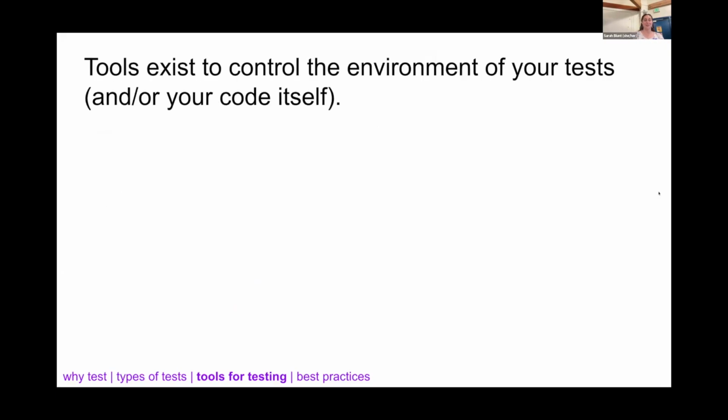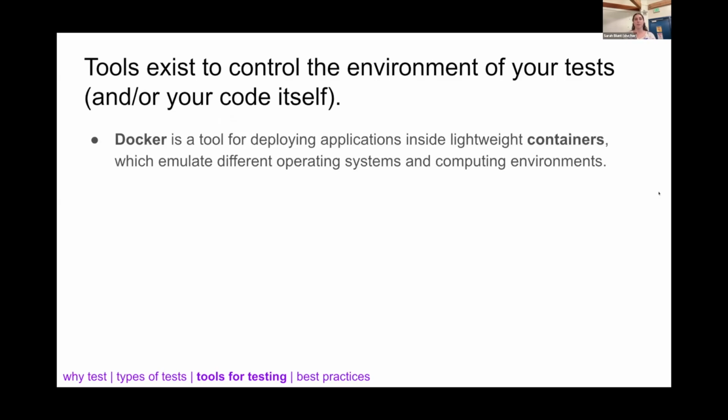All right, I also want to briefly talk about tools to control the environment of your tests and/or the environment of your code itself. One thing you might realize after being in Code Astro is that running the same code on different operating systems in different Python environments can be very frustrating, and there are subtle differences that make themselves known. So you can get around this by creating a standardized environment for your code or for your tests. There are a couple different ways to do this.